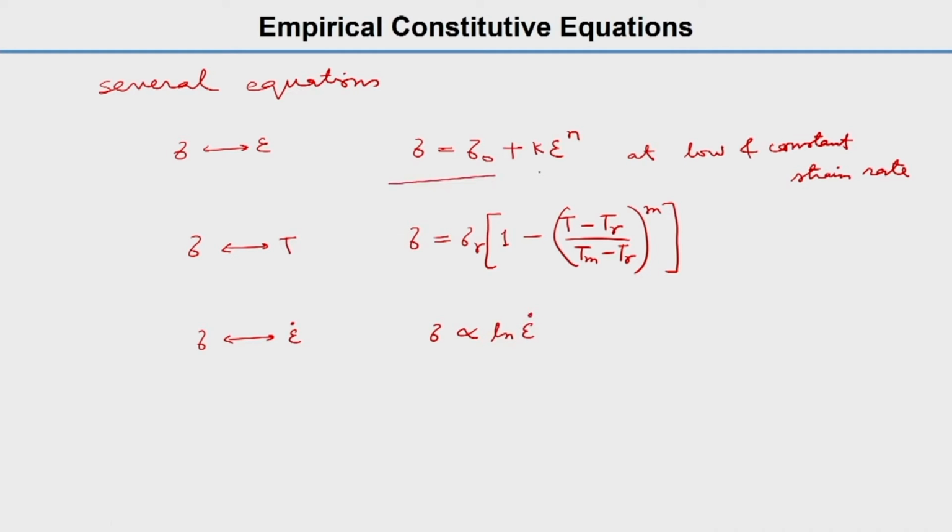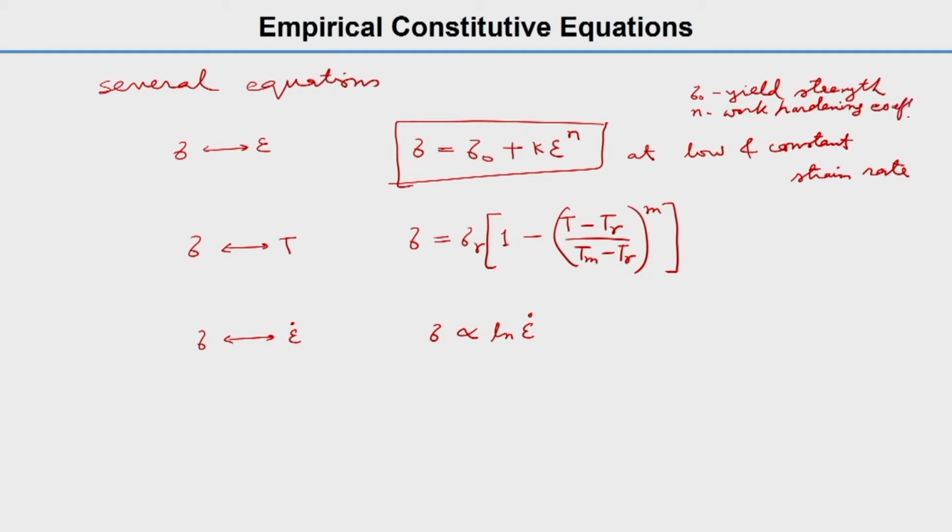So here in the first equation, sigma naught is the yield strength, n is called the work hardening coefficient, and k is a pre-exponential factor. I think all of you know that this is the work hardening or strain hardening exponent, or coefficient, and k is also a constant, which we generally write as the pre-exponential factor.